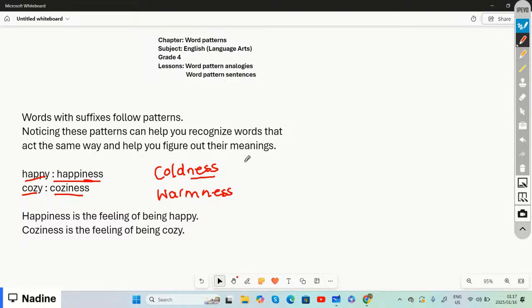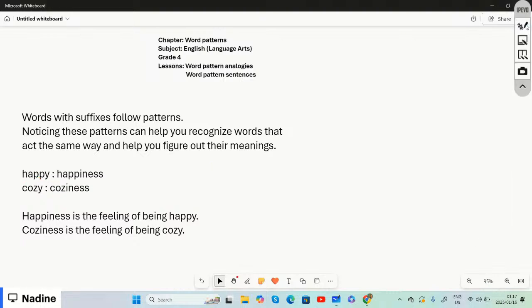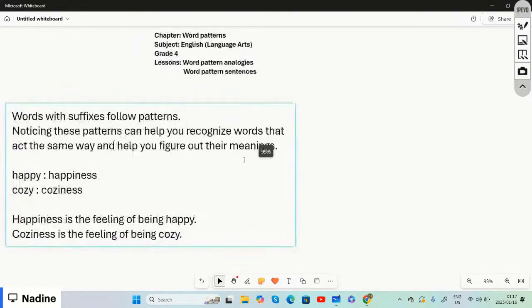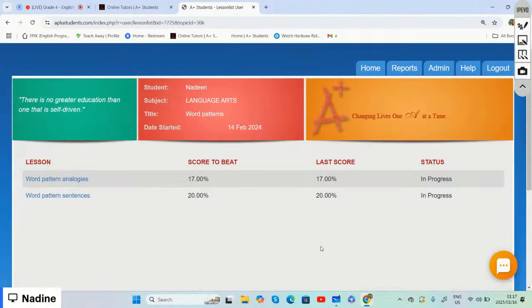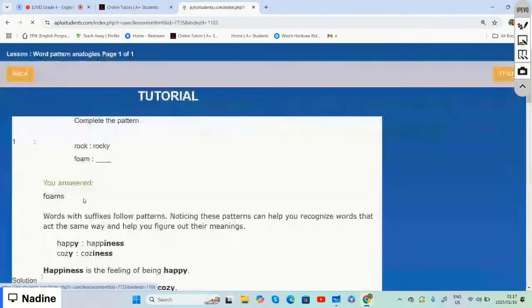All right, so now we're going to aplusstudents.ca, and we're going to notice patterns that will help us recognize words that act the same way and help us figure out the meanings. We're going to look at word pattern analogies.